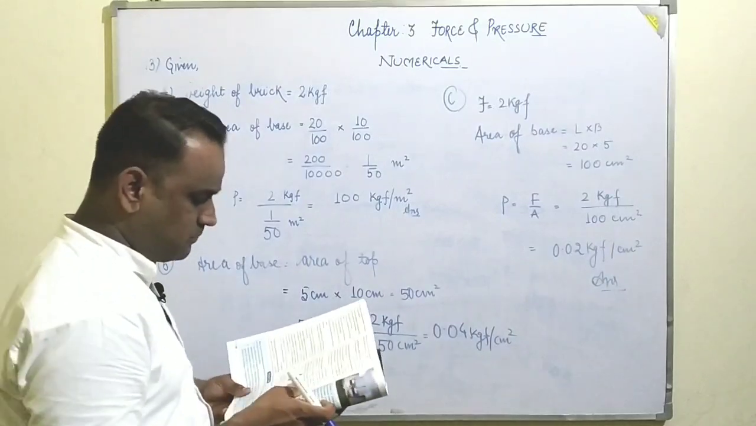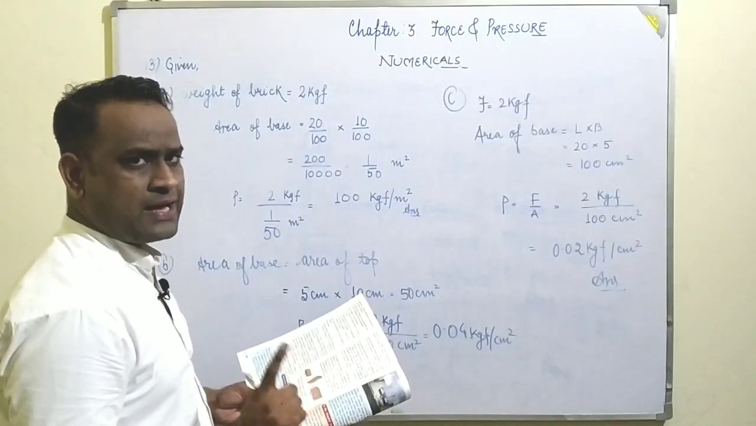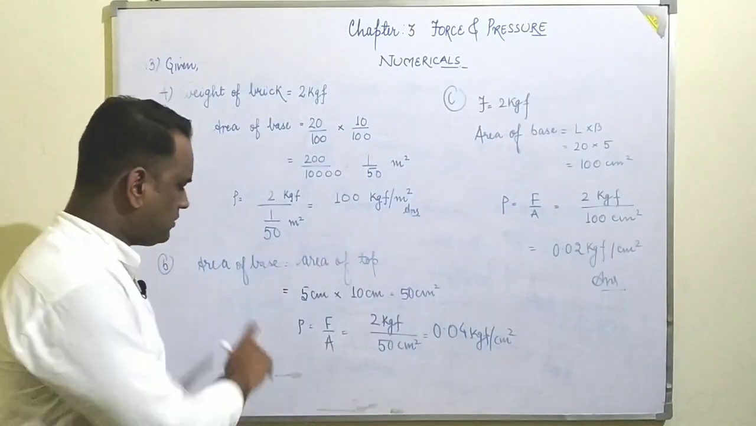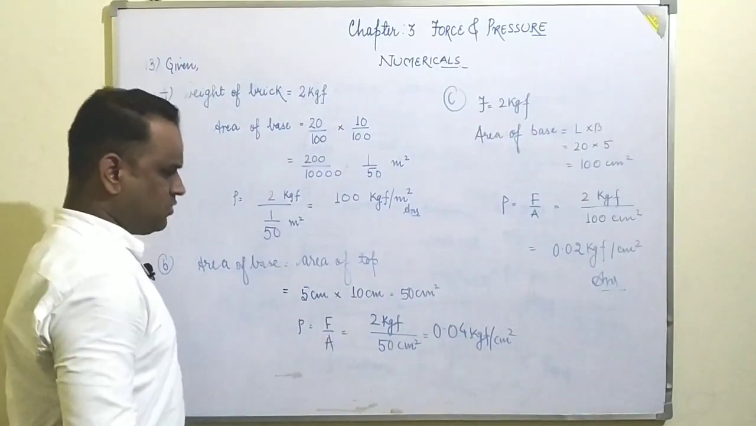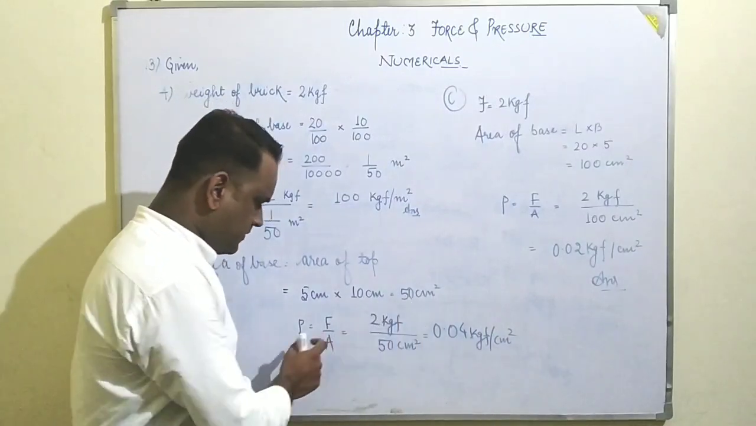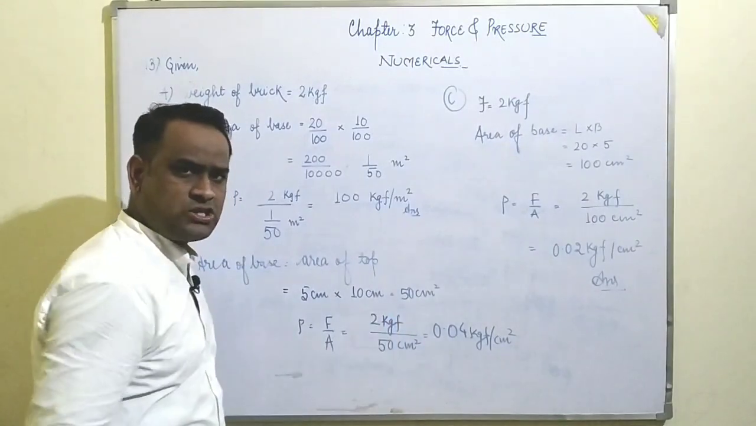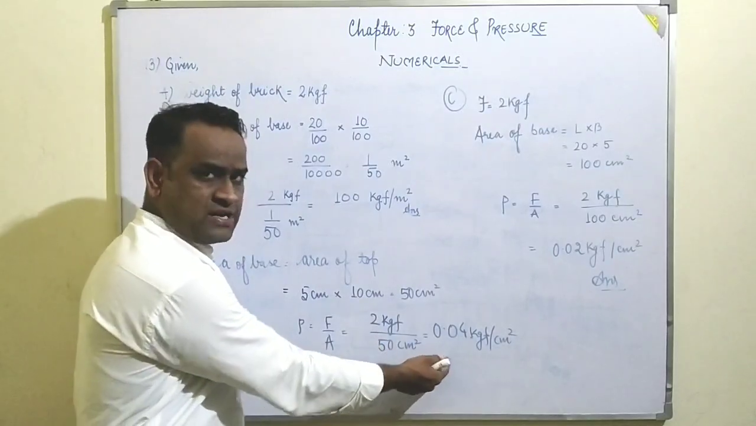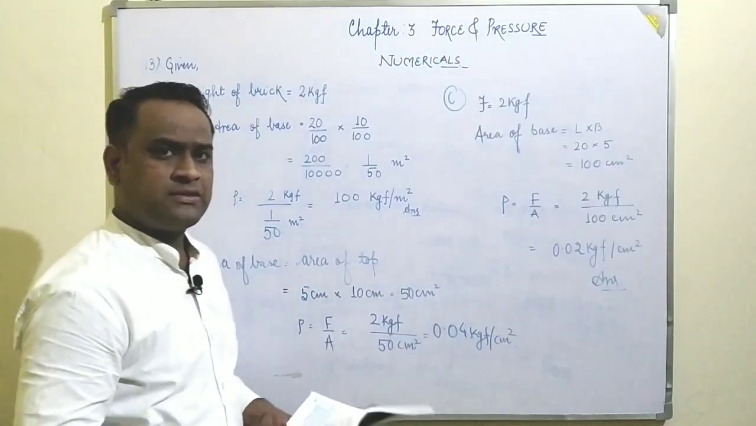The next condition, when the brick is kept vertically, again we are going to calculate the area. Again length into breadth, so the area of the base is 5 centimeter and 10 centimeter. So 5 centimeter into 10 centimeter will be 50 centimeter square. And pressure is equal to force upon area. Here the force is 2 kgf and area is 50 centimeter square. So 2 upon 50, that is 0.04 kgf per centimeter square will be the answer for this second situation.